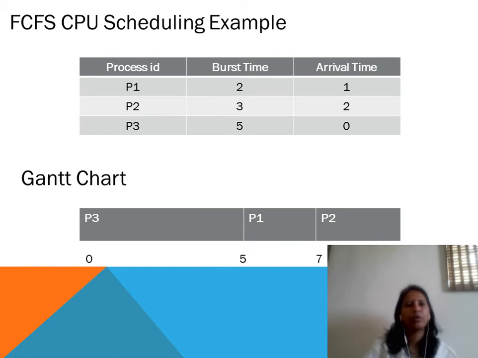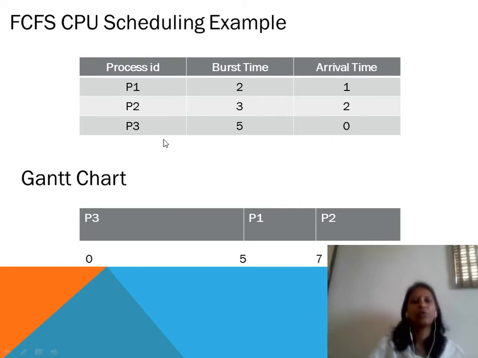Now we are going to solve a problem based on the FCFS scheduling algorithm. You can see in the given example there are a total of 3 processes named P1, P2 and P3. Their corresponding execution time, or you can say burst time, is given as 2, 3 and 5, and their arrival times are 1, 2 and 0 respectively. From this criteria, the structure that we are going to draw over here is called a Gantt chart.